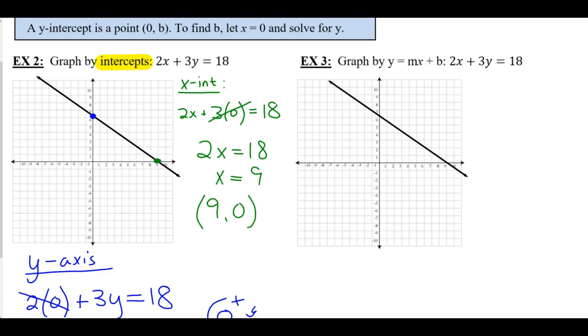All it takes is 2, because if you connect those 2, we can find any point on that line. We now know where that line is at. So go ahead and draw your line from 6 y-intercept to 9 x-intercept, and there you go. That's graphing by intercepts.